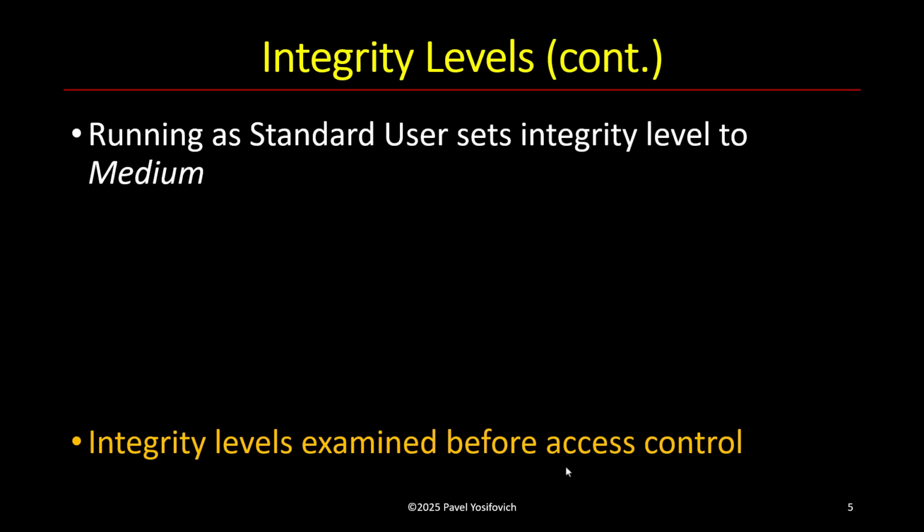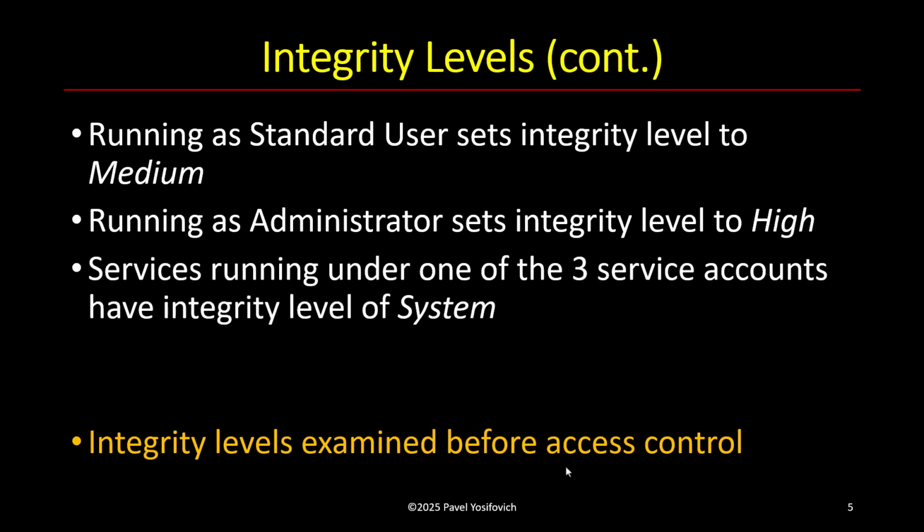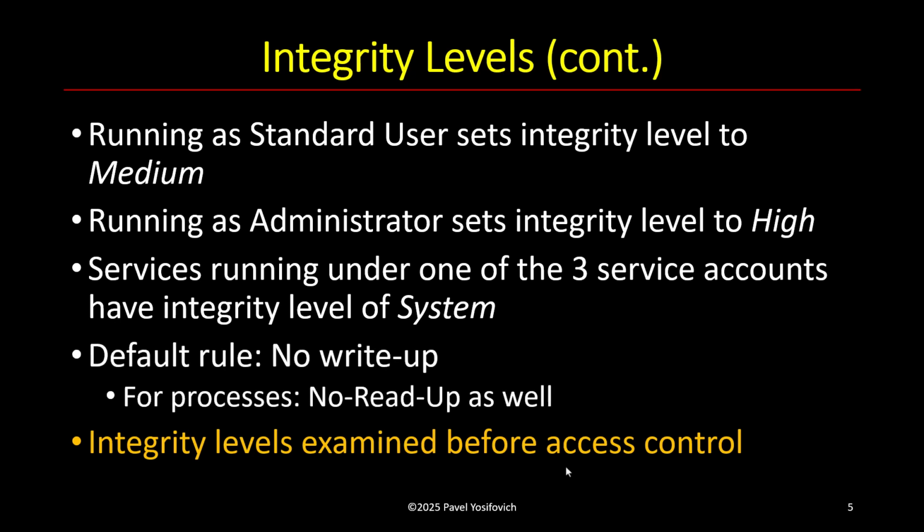So here are the basic rules. When a process is running with standard user rights, it gets an integrity level of medium. If it's running with administrator rights, it gets integrity level of high. All the services running under one of the three special service accounts like local system, network service, and local service run with integrity level of system, which is higher than that. And the default rule for integrity levels is no write up, which means that if I try to open a handle to an object that has a higher integrity level than my process, then it will only work if I do not ask for write kind of access. And the write kind of access is what generic write actually means for that particular kind of object.